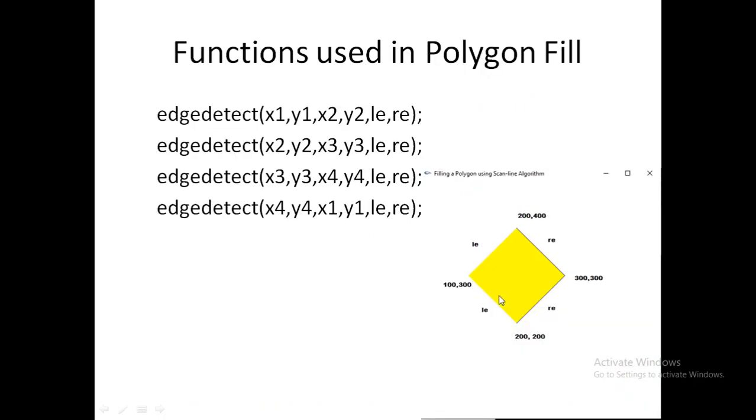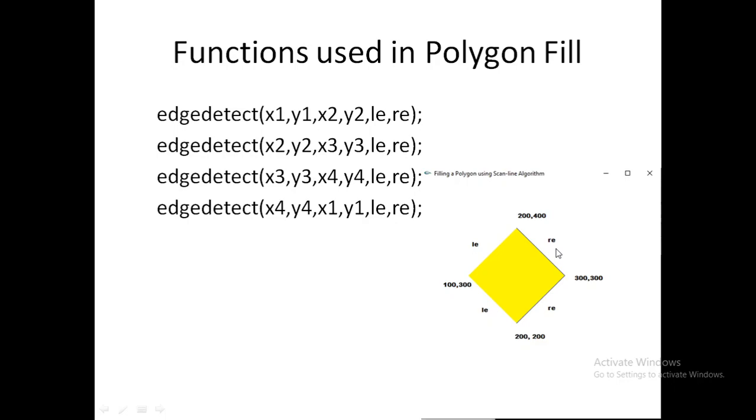Now in this polygon, how many edges are there? You can see here 4 edges are there. Left side 2 edges and right side 2 edges. Correct? So we have to detect these edges. What do I mean by detect? What is the point on these edges? This is point 1, point 2, point 3, point 4, like that. All the points of the left edges must be detected.